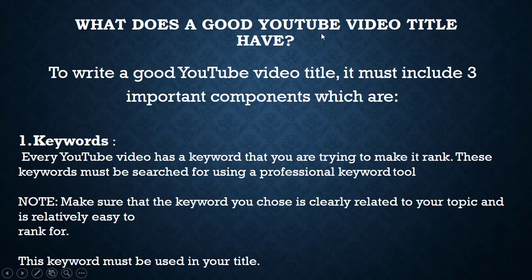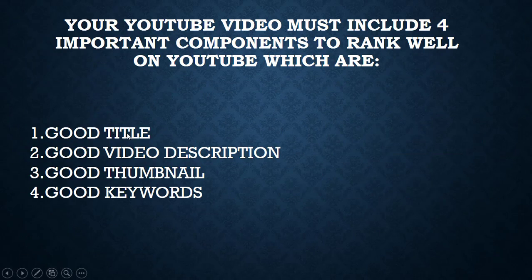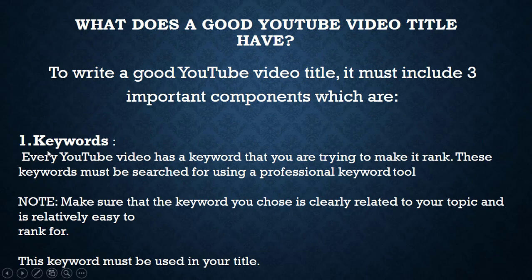What does a good YouTube video title have? To write a good YouTube video title, it must include 4 important components, which are your keywords, your power words, and your video length. Let's look at the first one, which is the keyword.